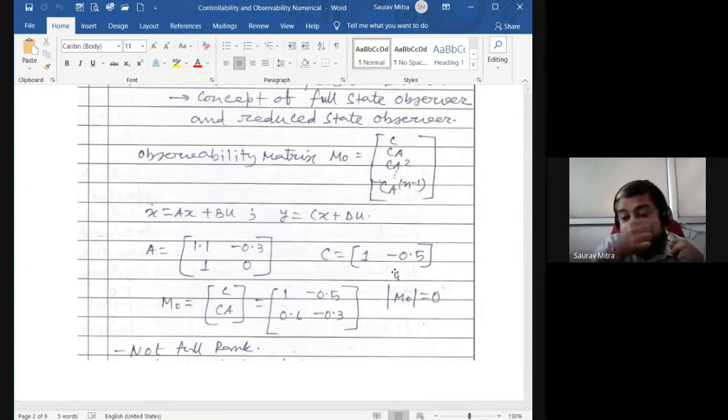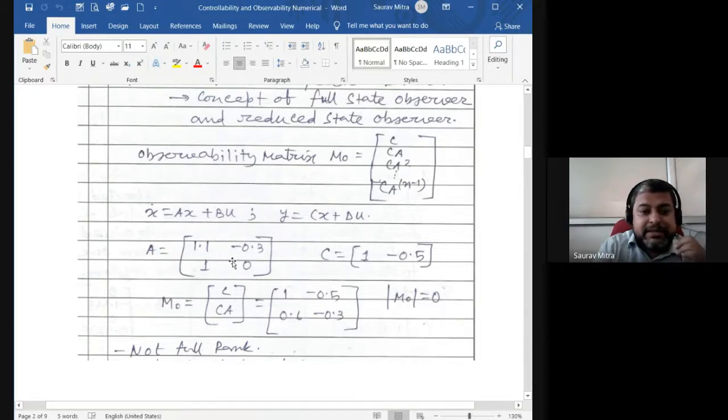That's why if you see MC, the controllability matrix, it is B, AB, A squared B in the column form. But if you see the observability matrix, it's in the row form: C, CA, CA squared, CA raised to 3, likewise. In this case, the A matrix is this, the C matrix is this. So the first job is to find or construct MO. Okay, what is MO?